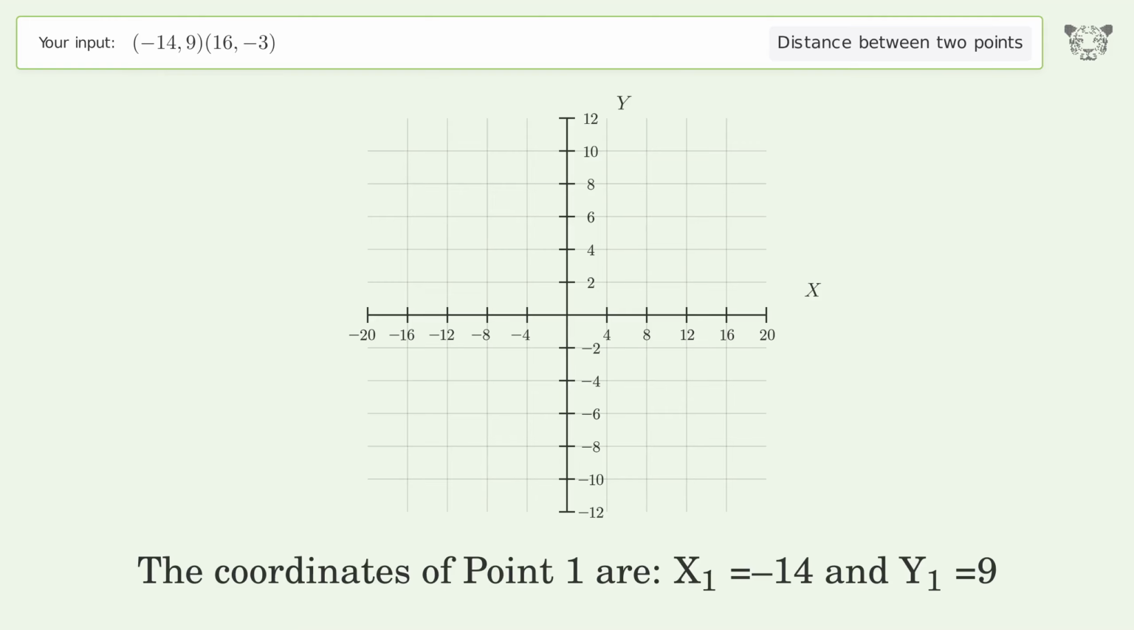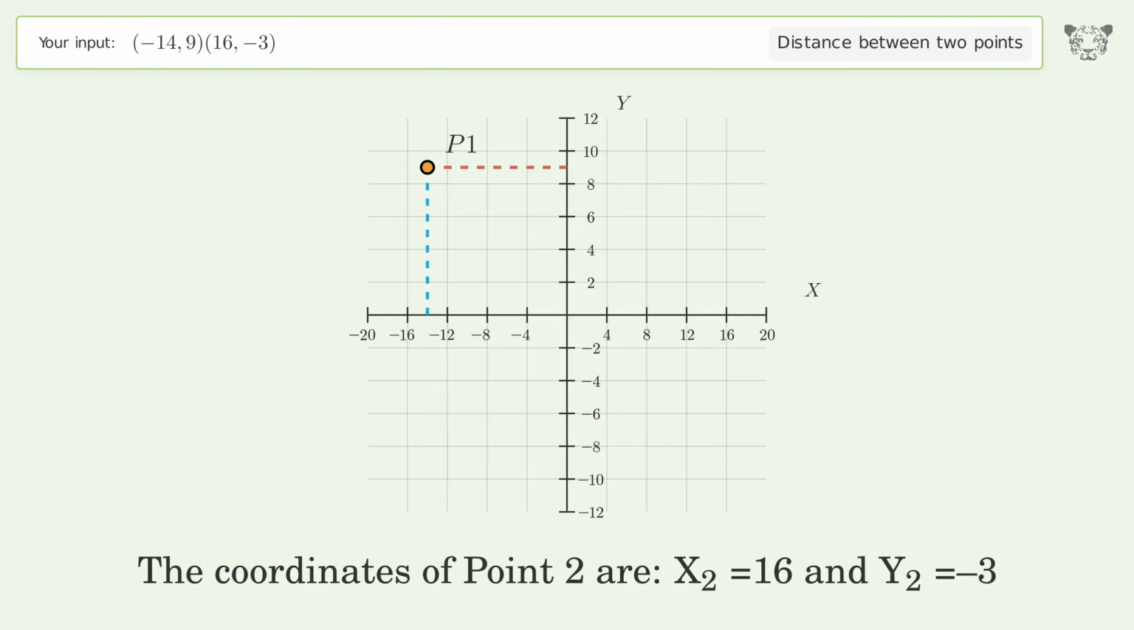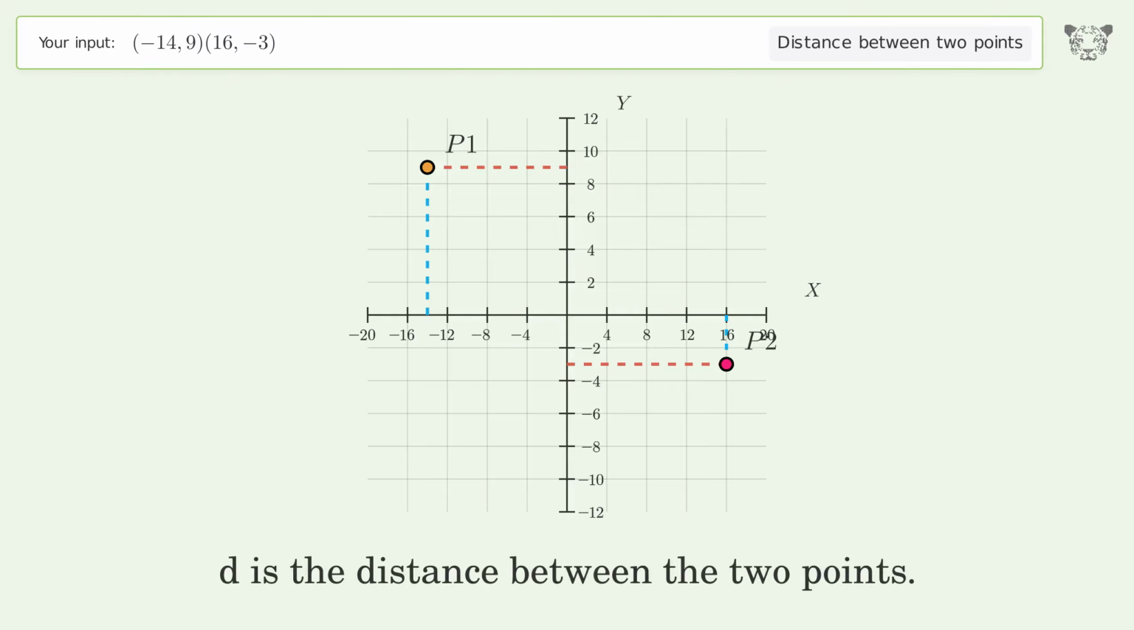The coordinates of point 1 are, x1 equals -14 and y1 equals 9. The coordinates of point 2 are, x2 equals 16 and y2 equals -3. D is the distance between the 2 points.